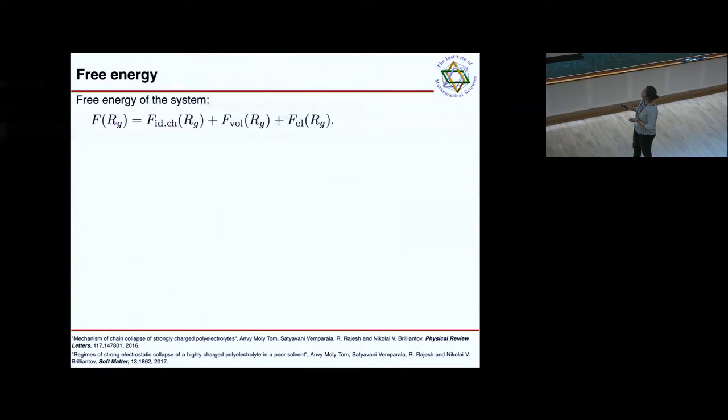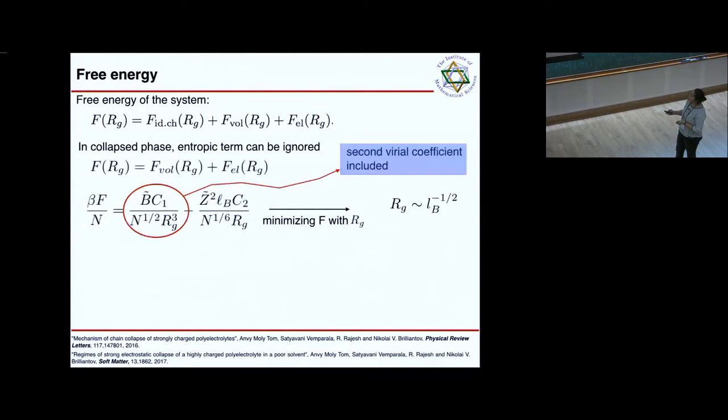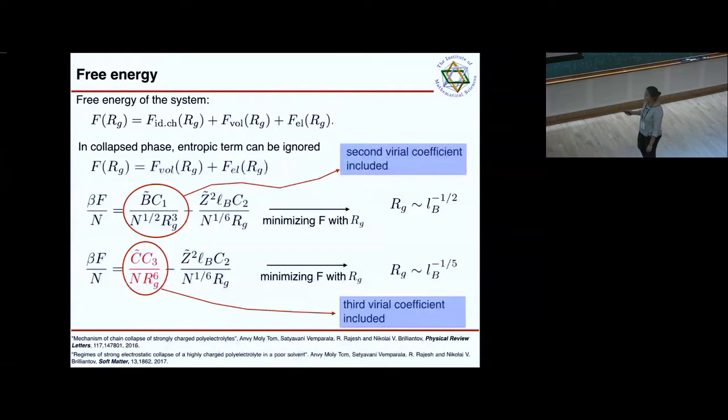What we can then go back and do is look at the free energy of this collapsed phase. You have the entropic term, which we are ignoring, you have the volume interactions and the electrostatic interactions. This is the electrostatic interaction. In the original counterion fluctuation paper, this kind of scaling law was obtained by including only the second virial coefficient. But now, if we include the third virial coefficient and minimize with respect to Rg, you get an Lb to the power of 1/5.